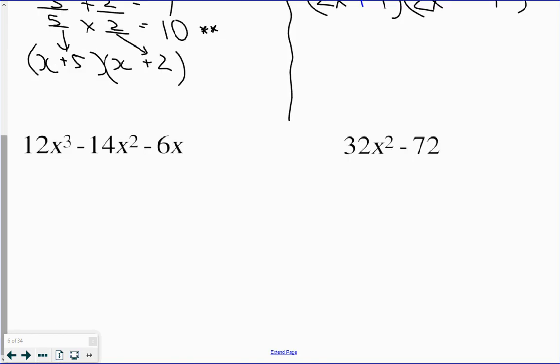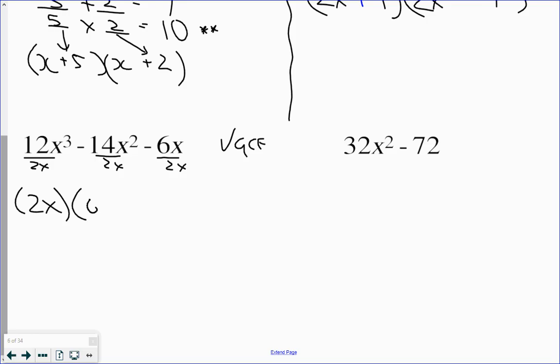Okay. First step, check for GCF. Is there a number other than 1 that goes into 12, 14, and 6? 2. So this time I can do a GCF. Okay. Now let's check for letters. x3, x2, x. Do they have an x in common? What is the smallest x that they have in common? Just x1. So we're going to divide everything by 2x.